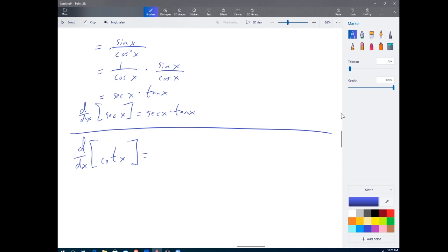And we've got one more to derive. Do you remember what cotangent was equal to? Cosine over sine. We want to put everything in terms of just sines and cosines, because we know how to take those derivatives. Go ahead and use the quotient rule on that. Last one you got to do.